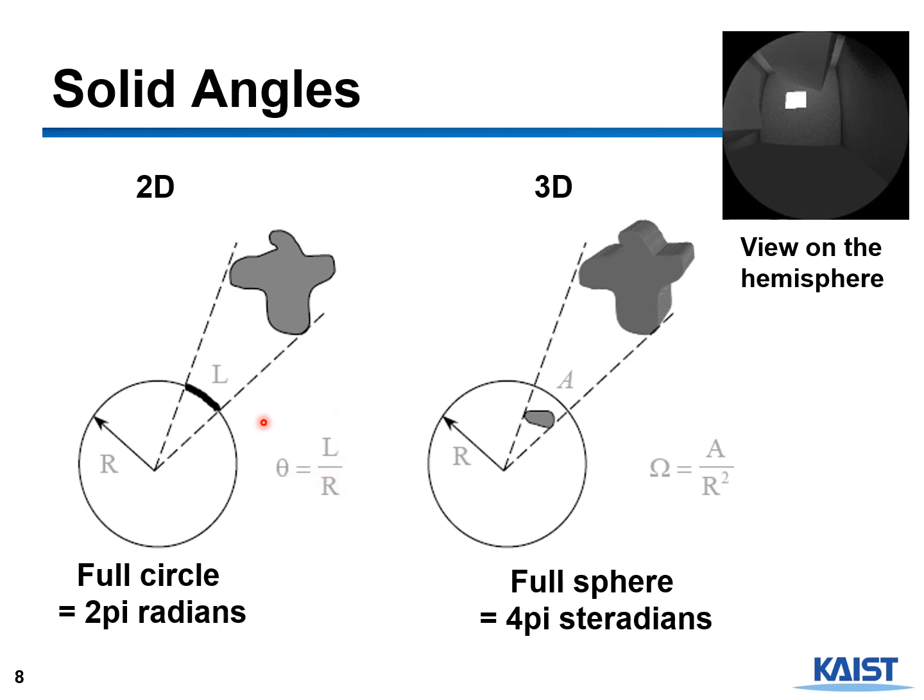Again, L is the arc length, which is nothing but the projected length on the circle from the object. We can simply extend this 2D case into the 3D case. Then the 3D object projects onto a certain area on the 3D sphere, and the solid angle is defined as the projected area divided by r squared. If we use the unit sphere, r becomes 1, and the full sphere corresponds to 4 pi steradians.